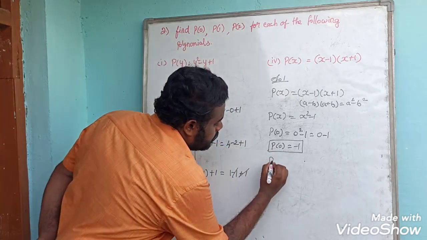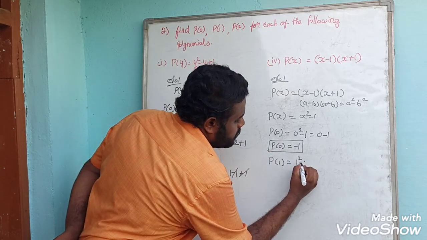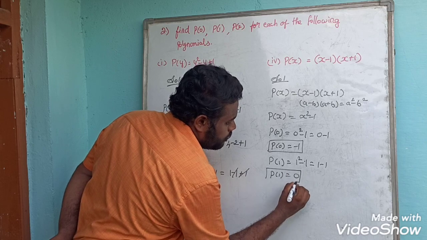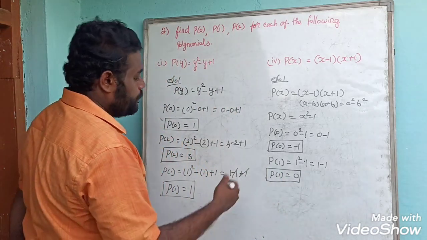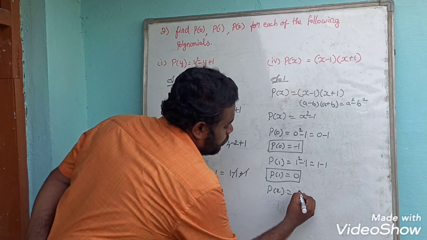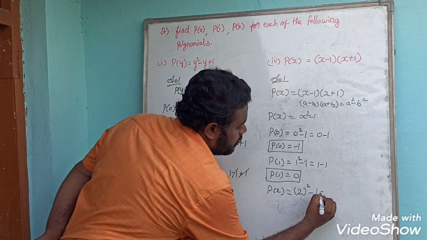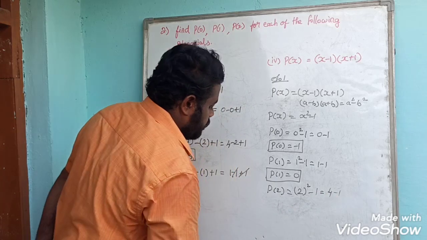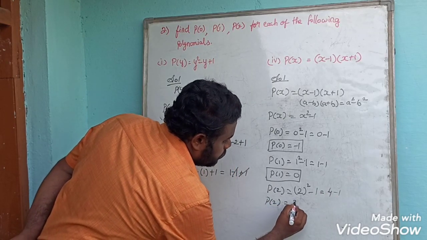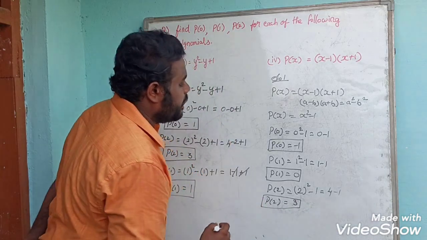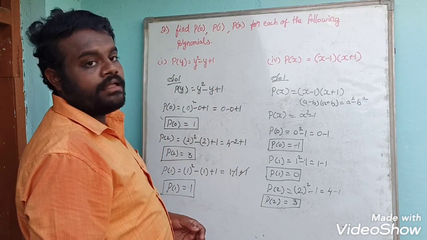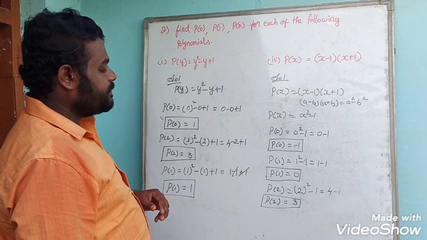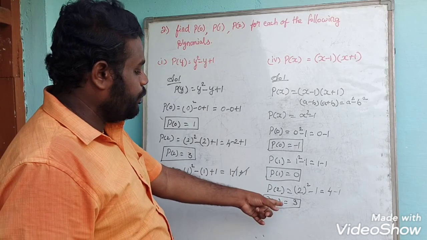As it is, next we substitute P of 1. 1 square minus 1. 1 minus 1. So P of 1 equal to 0. And next we substitute 2. So P of 2 equal to 2 square minus 1. So 2 square in the sense 2 is multiplied twice, 2 into 2, 4 minus 1. P of 2 equal to 3. So now we get 3 different values. We substitute instead of the variable x, 0, 1 and 2. First we substitute 0, we get minus 1. Next we substitute 1, we get 0. And next we substitute 2, we get 3.